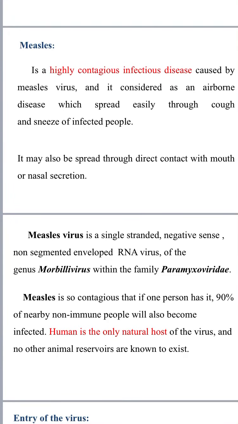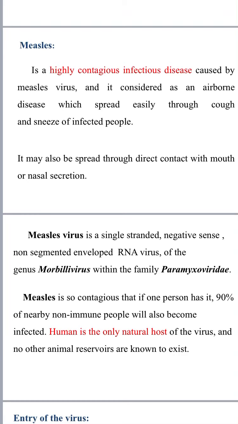Measles is a highly contagious infectious disease caused by measles virus, and it's considered an airborne disease which spreads easily through cough and sneeze of an infected person. It may be spread through direct contact with mouth or nasal secretion. Measles virus is a single-stranded, negative-sense, non-segmented, enveloped RNA virus of the genus Morbillivirus within the family Paramyxoviridae.